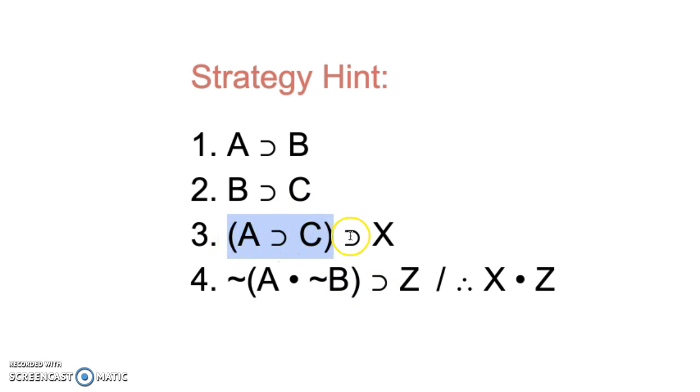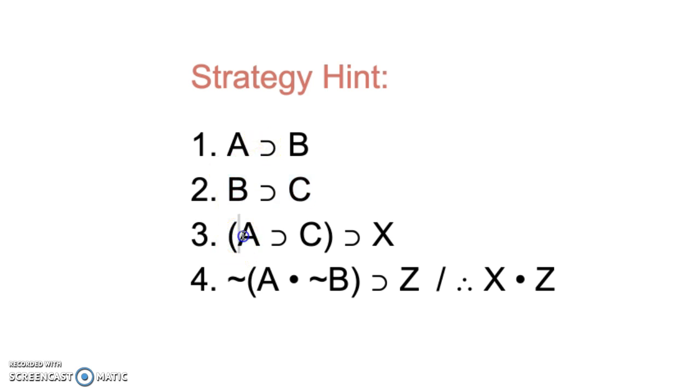The antecedent of the conditional on line 3 is itself a conditional. If A then C. Do I have the conditional if A then C anywhere already? No, I don't, but I do have if A then B and if B then C. So it kind of looks close-ish.